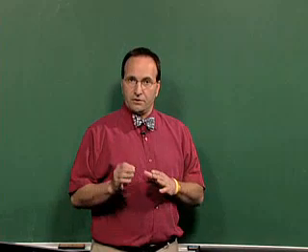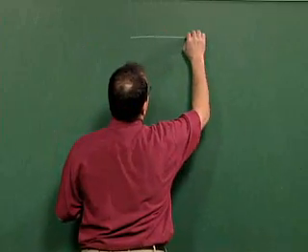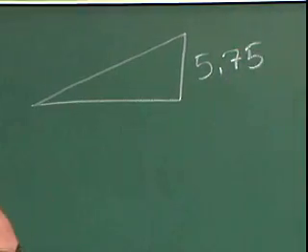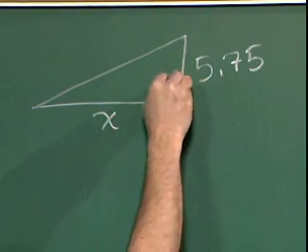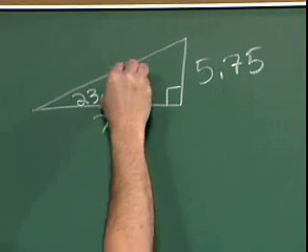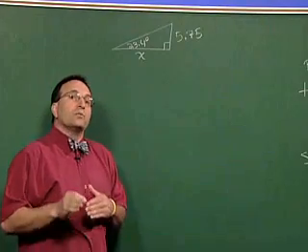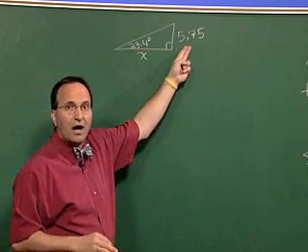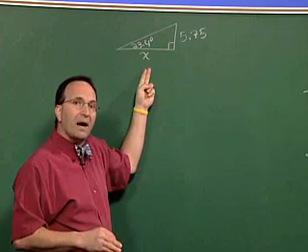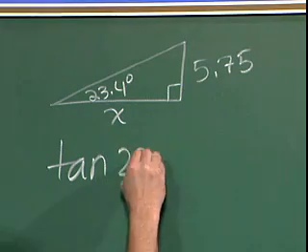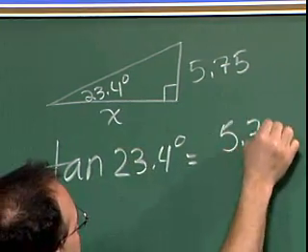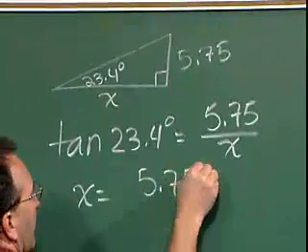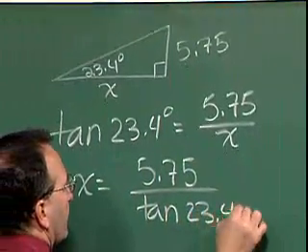So, to find the length of her shadow, let me redraw that picture, but just use that section that shows Diane Carr, who's 5.75 feet tall. X, of course, is her shadow. We know this is a right angle, and this is 23.4 degrees. Therefore, to find x, we can use the fact that the tangent of 23.4 degrees is equal to the side opposite, 5.75, divided by x. So, tangent of 23.4 degrees equals 5.75 over x. Therefore, x is equal to 5.75 divided by the tangent of 23.4 degrees.